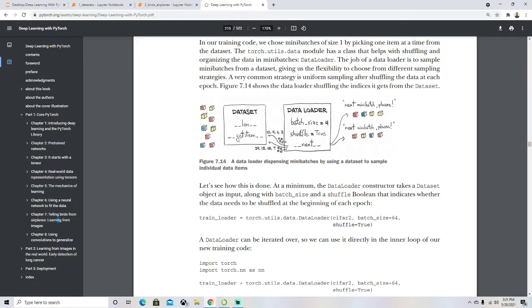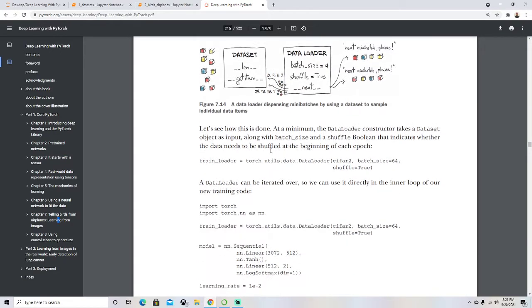Here's the batch size of 4. Shuffle equals true. So shuffle means that it's randomly grabbing 4. It's not just going, all right, take images 1 through 4, take images 4 through 8, take images 8 through 12, and so on. It's actually randomly grabbing 4 each time.